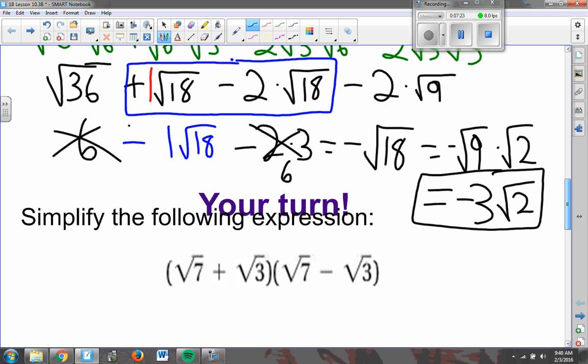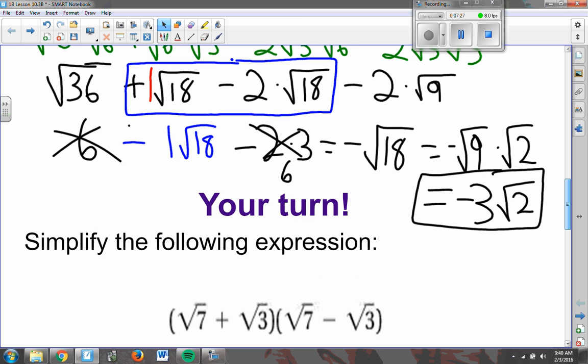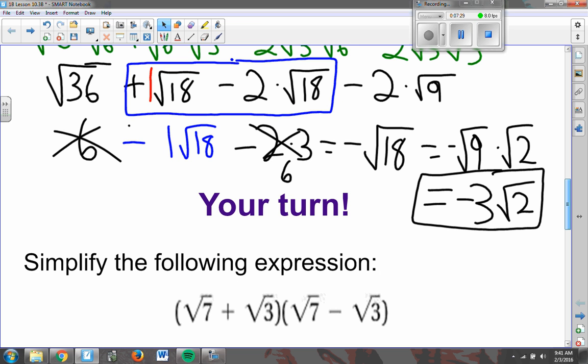Okay? I would like you to try this by simplifying this expression here. The square root of 7 plus the square root of 3 times the square root of 7 minus the square root of 3. Do a FOIL, simplify all the square roots that you can, and see what you get. Pause the video, take a look at that, then come on back, and I will show you the correct answer.